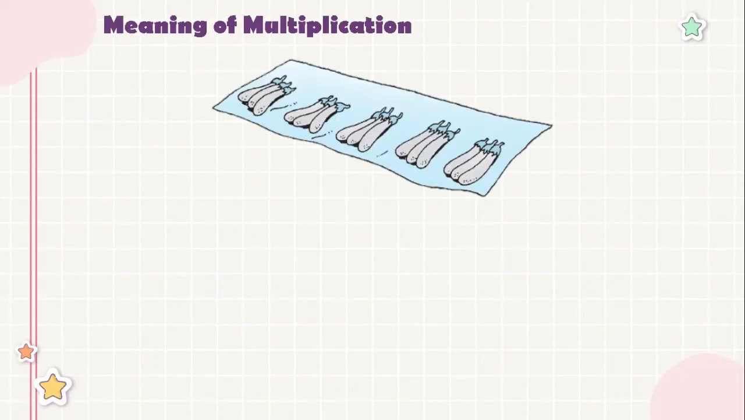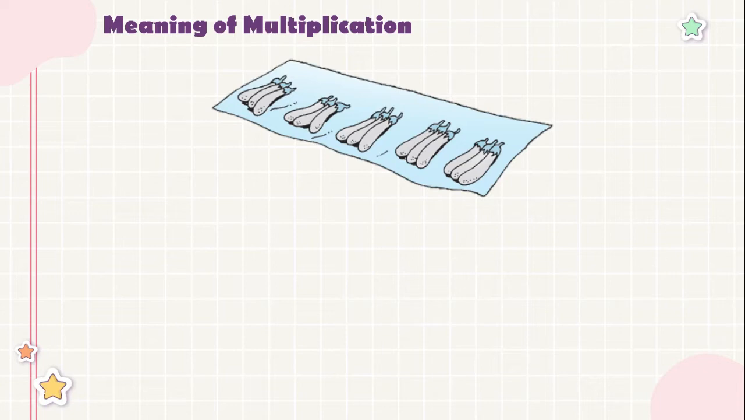Aling Rosa sold eggplants in the market. She arranged this in 5 groups of 3 eggplants each. How many eggplants are there in all? So for us to know how many eggplants there are, we can count the eggplants one by one, or for us to easily count it, we can add the groups that have 3 eggplants each.